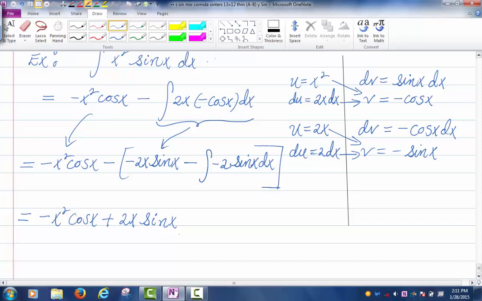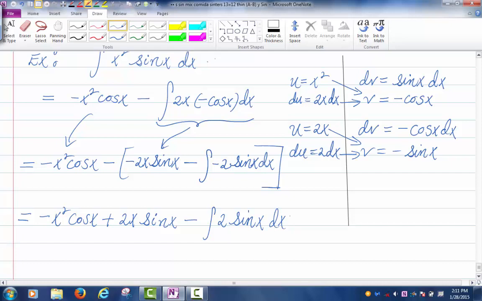I have a minus outside of the brackets. I have a minus in front of the integral. I have a minus inside the integral. So I have actually 3 minuses, right? So that would be a minus the integral of 2 sine x dx. Is that okay?